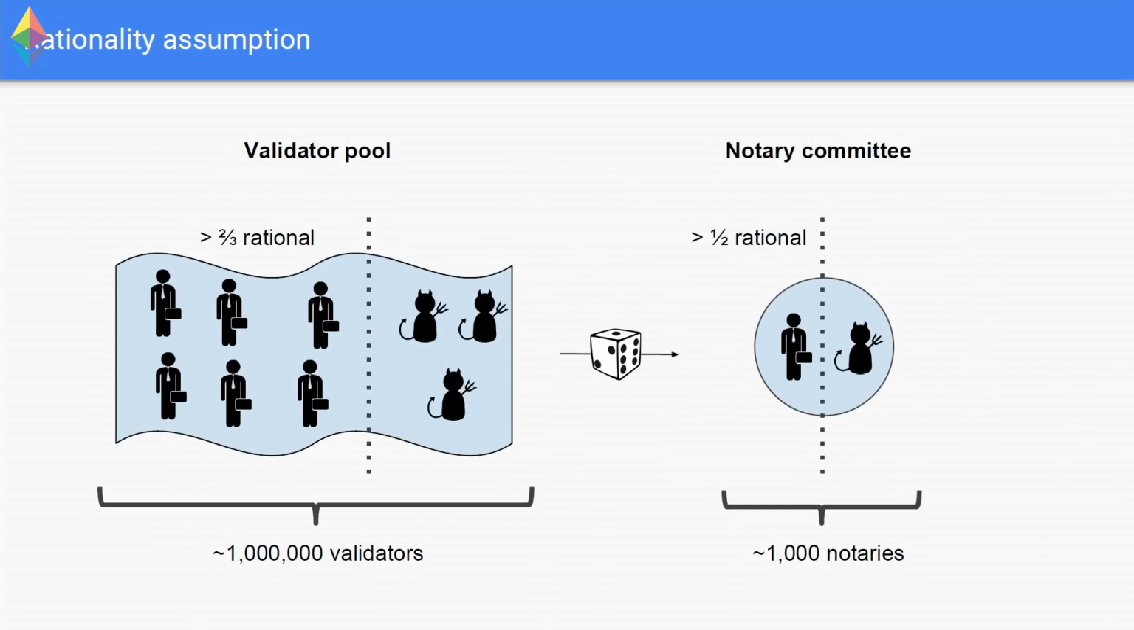And previously, we assumed 2/3 of the validator pool was honest. But now let's make a weaker assumption. Let's assume that 2/3 are rational. They're businessmen as opposed to being angels.